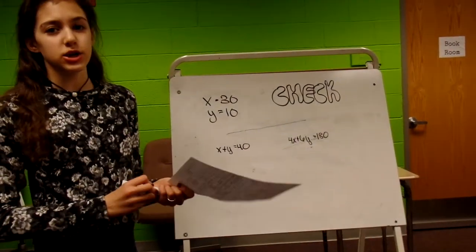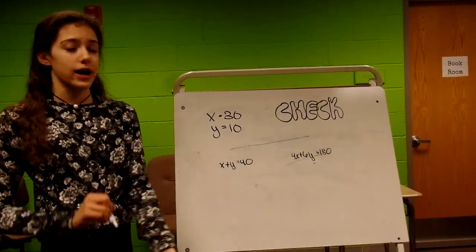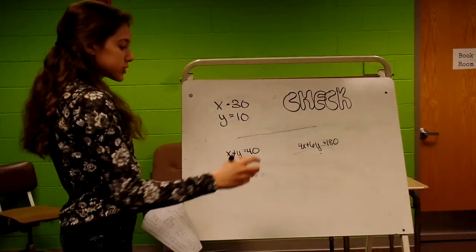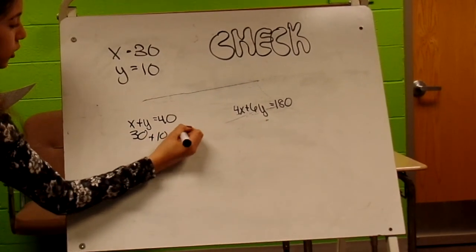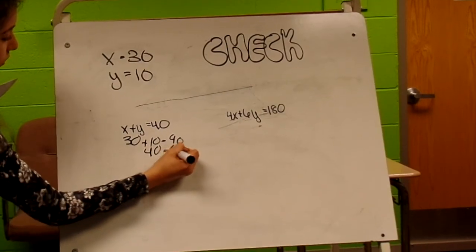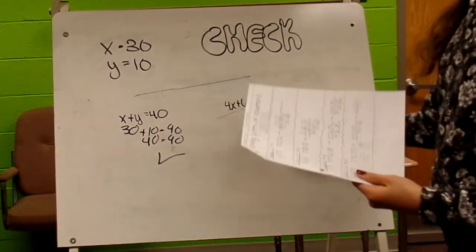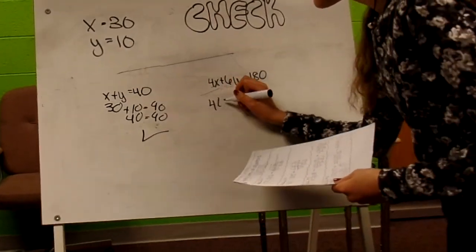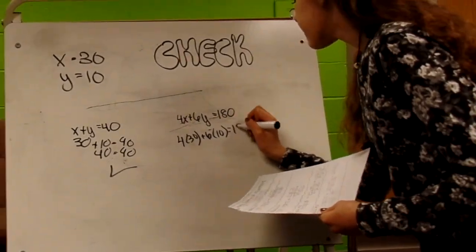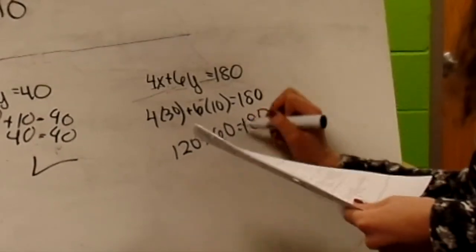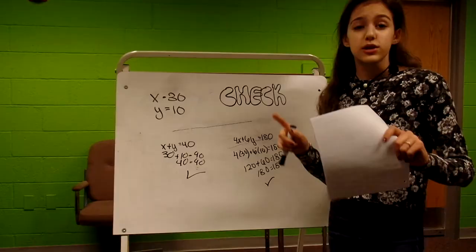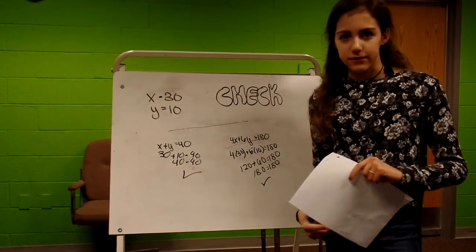Now we're going to have to check to make sure we're correct. So we're going to take what we got for x and y, and we're going to substitute that into our original equations. So for x plus y equals 40, we're going to do 30 plus 10 equals 40, which equals 40. So that is correct. Now I'm going to substitute x and y for 30 and 10. So 4 times 30 plus 6 times 10 equals 180. That is also correct. So you have sold 30 CDs and 10 videos.